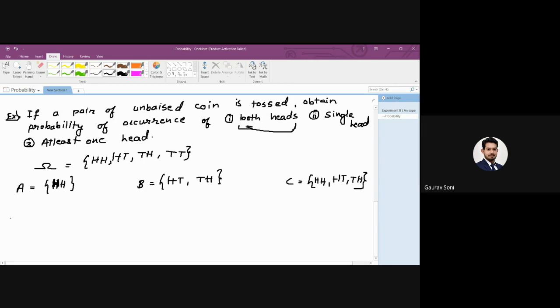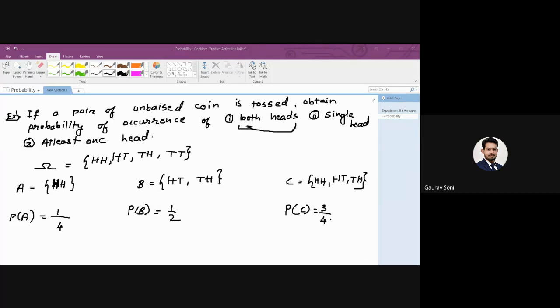So the probability of A: how many elements? 4. So 1 by 4. B is 2 by 4, which is 1 by 2. And last, C is equal to 3 by 4.